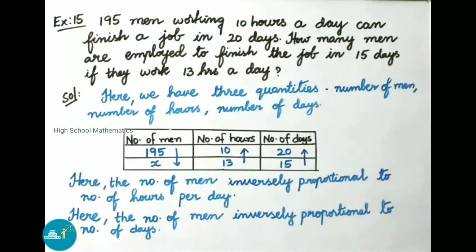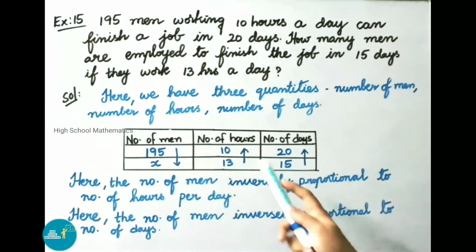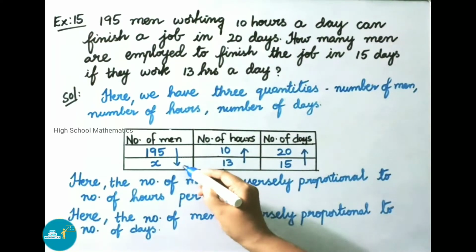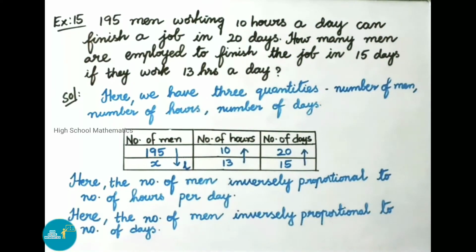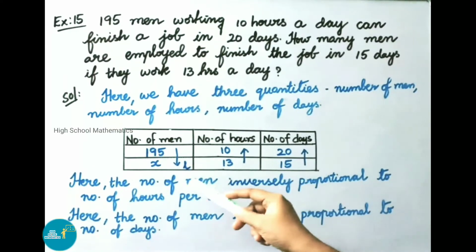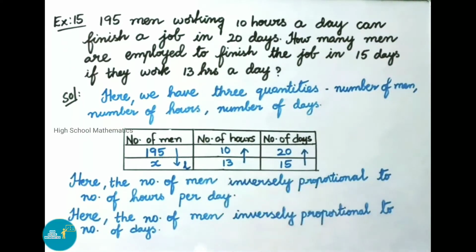Whenever we have an unknown quantity, we place the downward arrow. Then compare the other two quantities with the first one. Here 10 hours per day, if 195 men are working, for 13 hours we require fewer men. See here, more men, fewer hours required. For fewer men, more hours are required. Both are in inverse proportion. So here the number of men and the number of hours are inversely proportional.